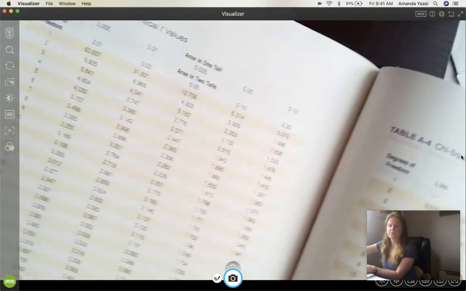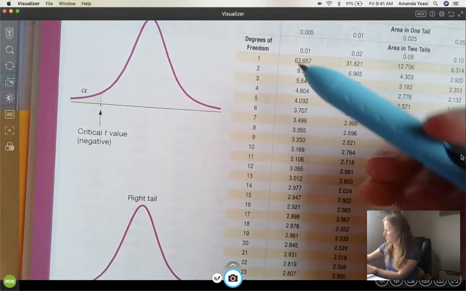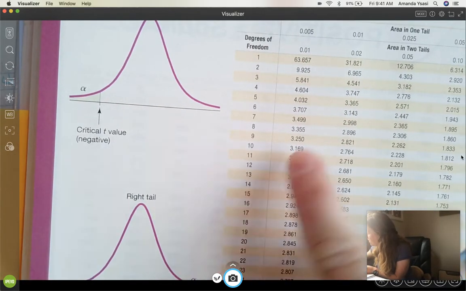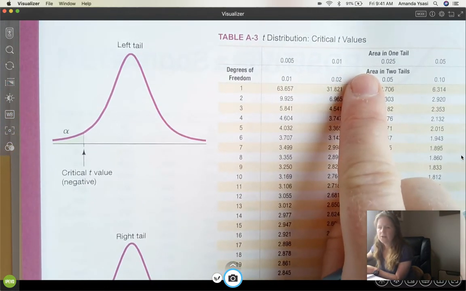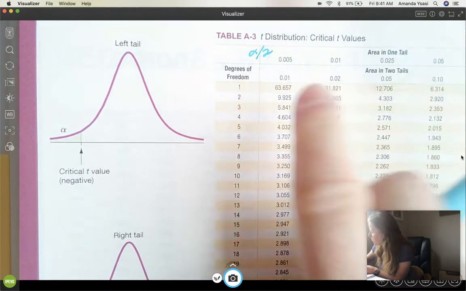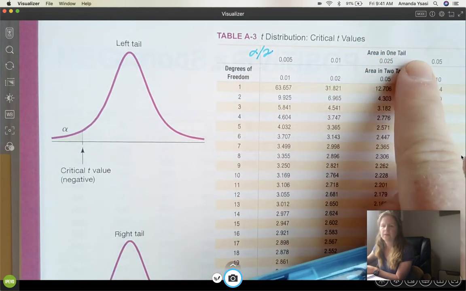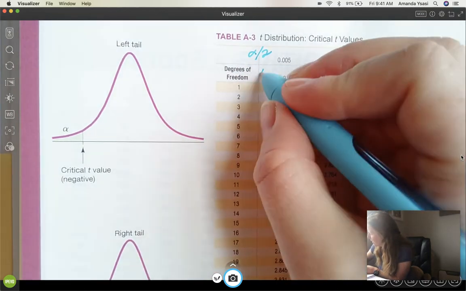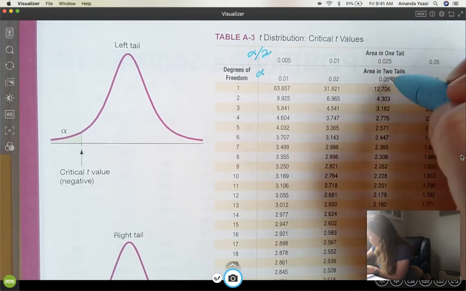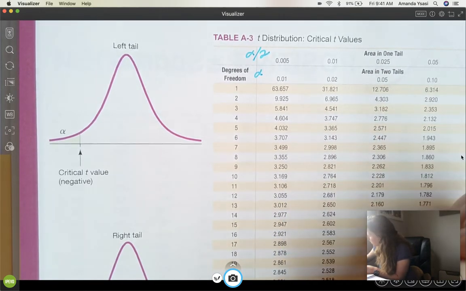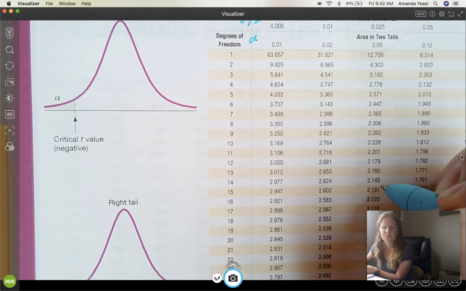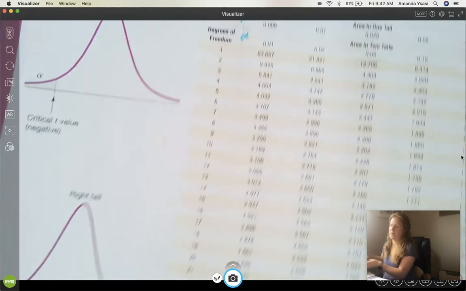And so we'll do that using the table. If you notice on the table, we have degrees of freedom. So our degrees of freedom is 14. And then it says area. So this top part is your alpha over 2, okay? And this one is just alpha. So let's look at 0.025. And I'm going to go down. 2.145. Oh, you can't see that, sorry. 2.145. So that's our critical value.